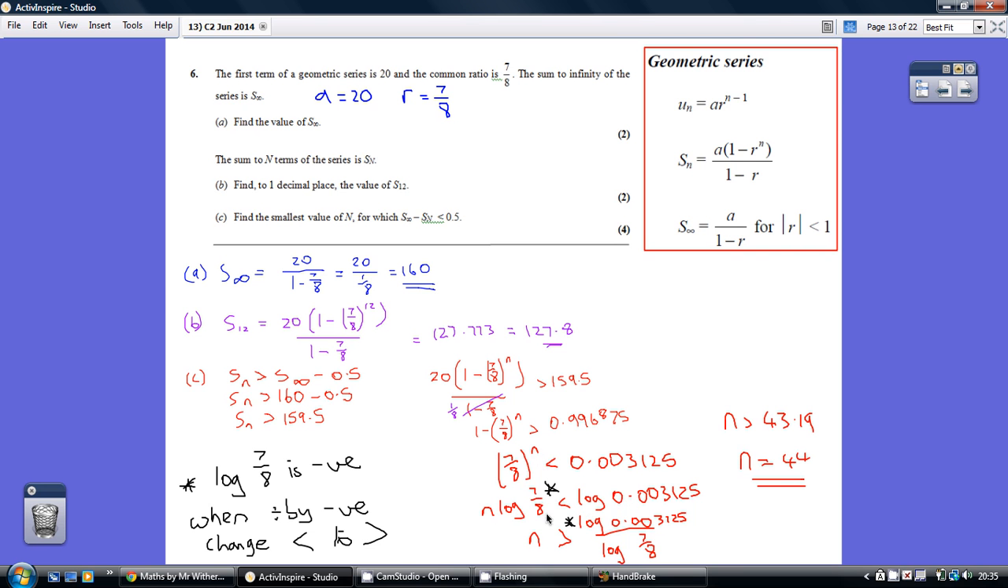Now, this is the really key point which is easily missed. Log 7/8, if you pop that into your calculator, is a negative. So at this point, we're effectively dividing through by a negative number. When you divide by a negative, it reverses the sign. So that's why at this point we've gone from being less than to being greater than, so n is greater than this log over this log. Pop that into a calculator, we get n being greater than 43.19, so n equals 44. So the crucial point on this question is this sign change right at the end.